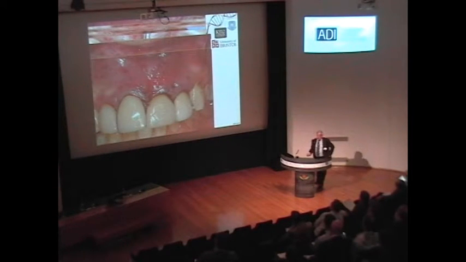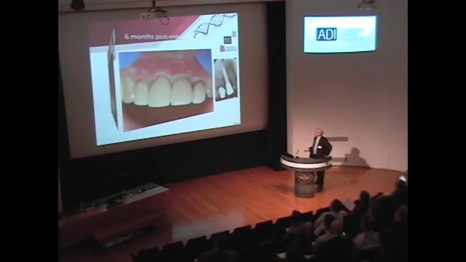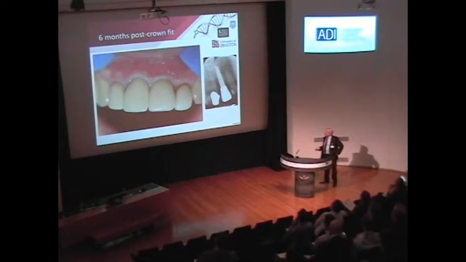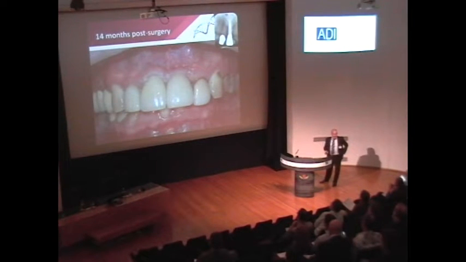That is our result. And 6 months post-crown fit, that's where we're left. Yes, we have got a margin that is further coronal than the contralateral tooth, but mind you, the contralateral tooth is a crown. So that's what we get 14 months post-surgery. Quite a magnificent result. Same technique has been used throughout.